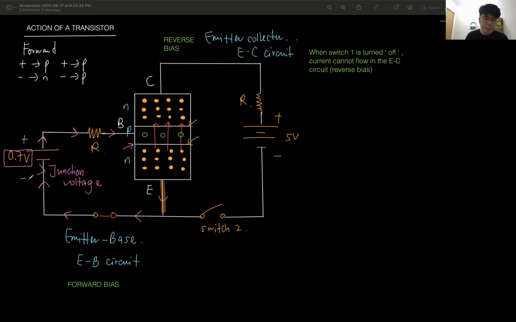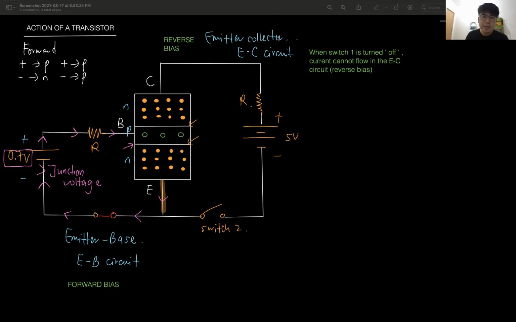When I turn on the base circuit, meaning that current can flow in the base circuit, what happens to the electrons here in this emitter region? What happens to the electrons? These electrons, right, they will start to cross.